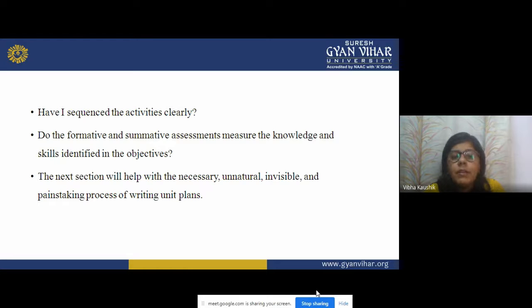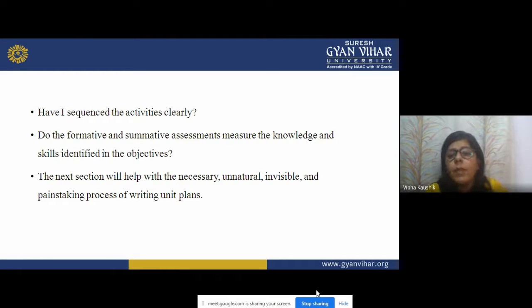Do the formative and summative assessments measure the knowledge and skills identified in the objectives? Our evaluation system should be such that it assesses whether our objectives have been fulfilled or not. Formative is a continuous process; summative is the assessment taken by the teacher at the end of the curriculum or at the end of the year. Formative and summative assessments measure the knowledge of the learners and the skills identified in the objectives.